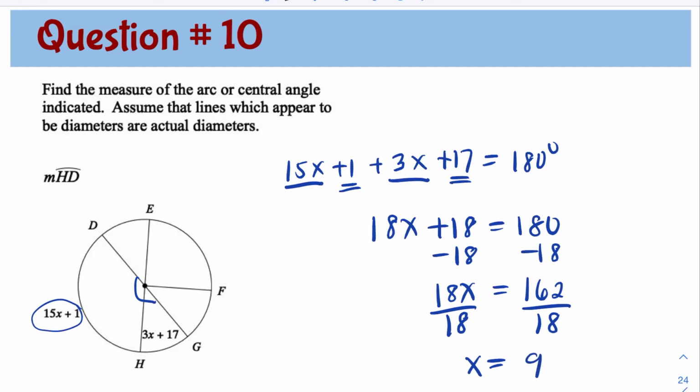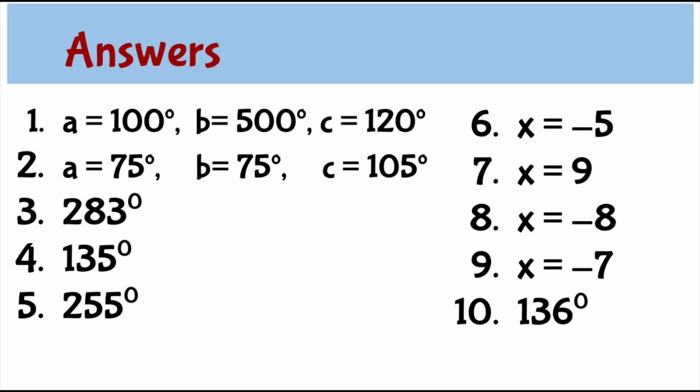So the value of x is 9, and now we can substitute x is 9 into 15x plus 1. So that is 15 times 9 plus 1, which is 135 plus 1. So the measurement of arc HD is 136 degrees. Here are the answers.